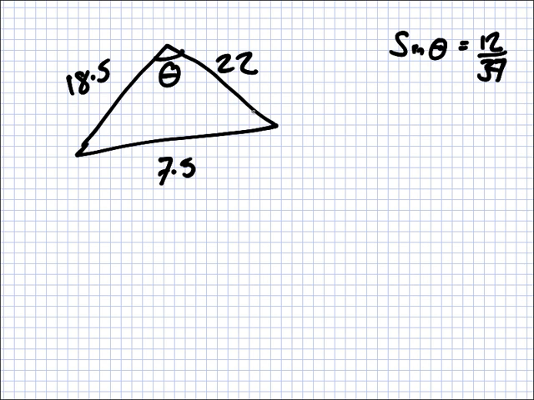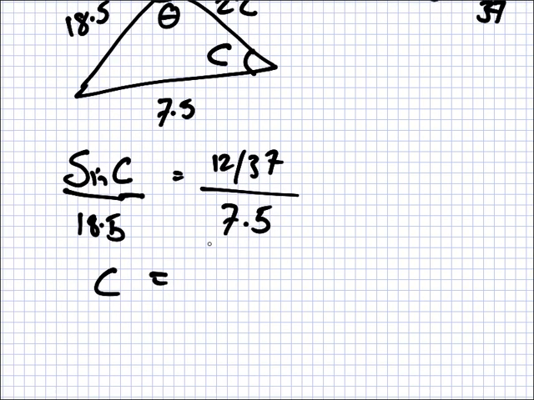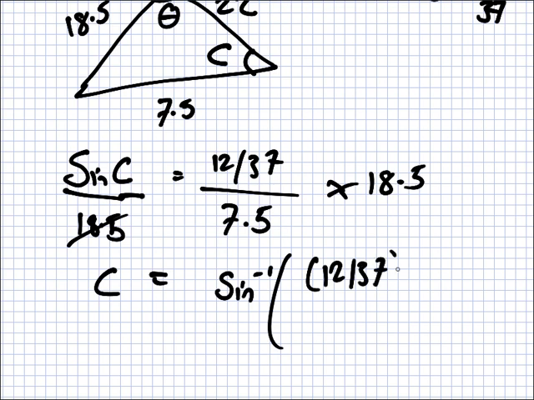Okay, so I want to get this angle here, C. So the sine rule says it's sine C over what? Over c, which is what number here? You can look at my picture. 18.5. Very good. And that's equal to sine theta over 7.5. But you know sine theta is actually 12 over 37, over 7.5. So you can see on your calculator, you can bring the 18.5 up to the right, and you can get C is sine inverse, bracket, 12 divided by 37 divided by 7.5 times 18.5.